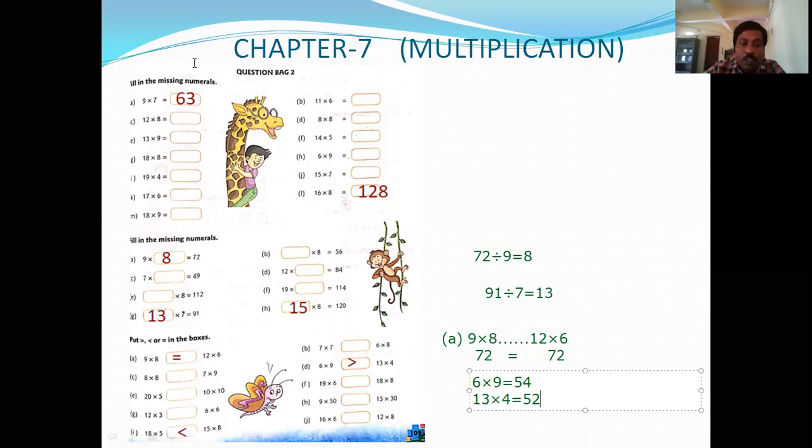18 into 5 is 90 and 15 into 8 is 120. So now here 90 is less than 120. It means 18 into 5 is less than 15 into 8. So in this way we can solve this type of question.